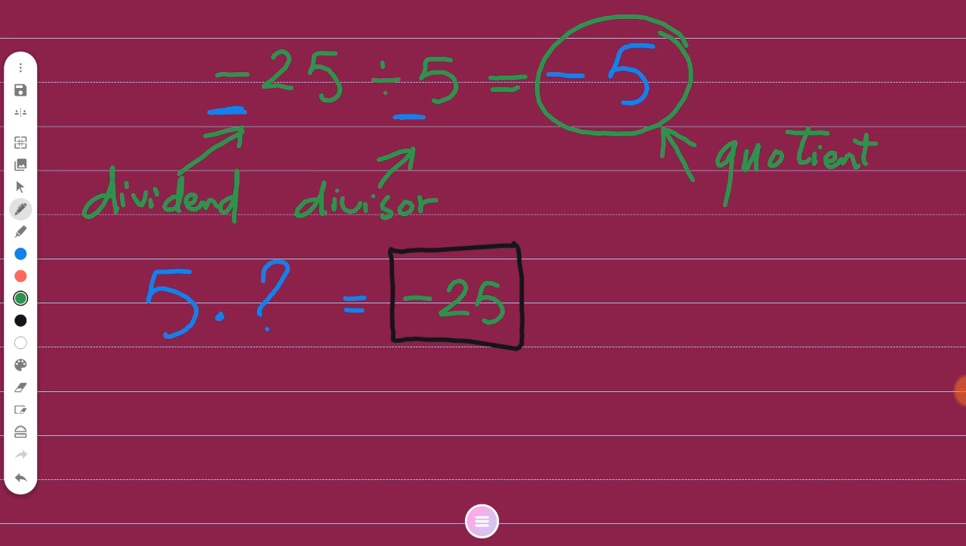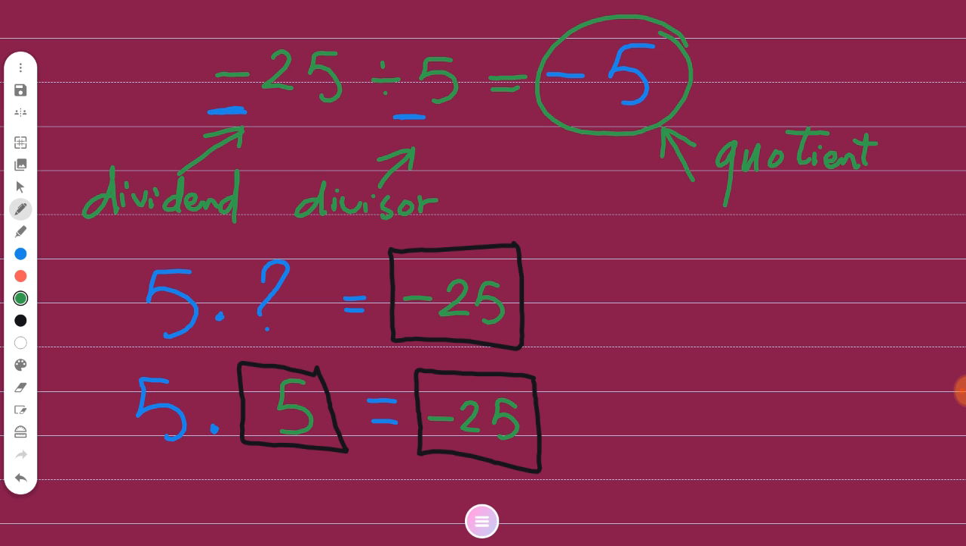So we can write it as 5 times something here, at the end gives us something here: divisor times quotient. So I have to put the quotient in this part, 5 times what gives us the result of negative 25. Actually, 5 times 5 equals 25. That's right. So I can write 5 here.